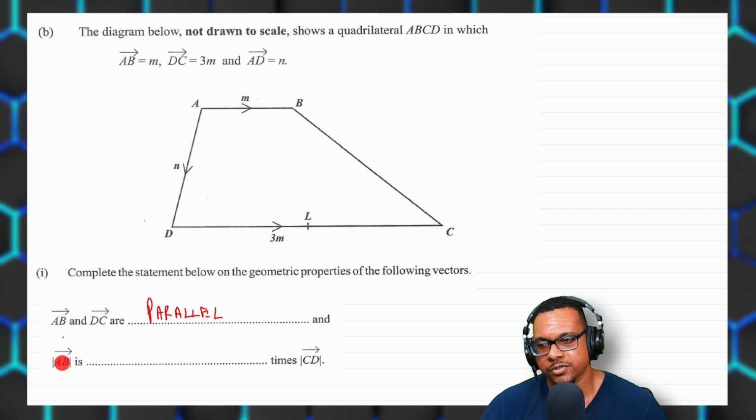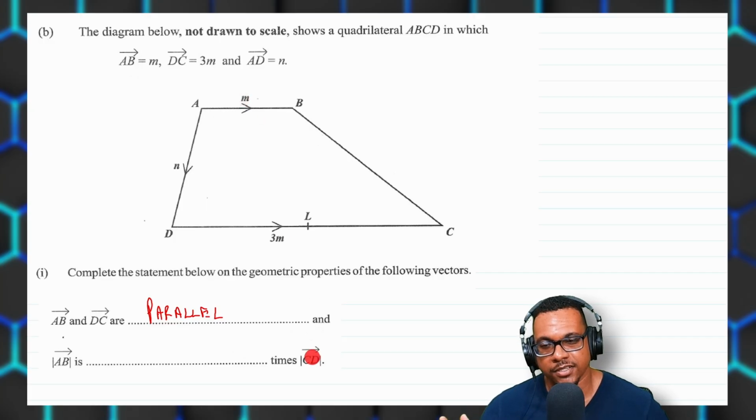Now here we have the magnitude of AB is something times the magnitude of CD. So these two strokes on either side of the vector mean the magnitude of the vector, which is the length of the line. So we're looking at the length of the line AB and the length of the line DC. Now whatever the x and y components of the vector M are, we don't know. But we know that AB is M and DC is 3 times M, which means DC is 3 times the vector AB. So also the magnitude of DC will be 3 times the magnitude of AB.